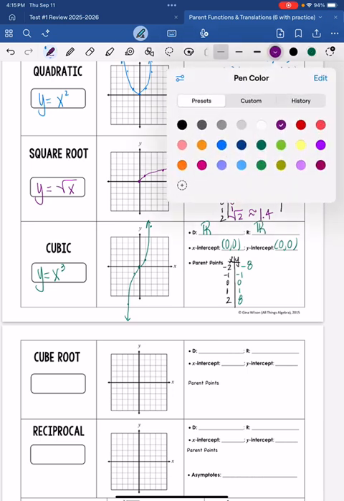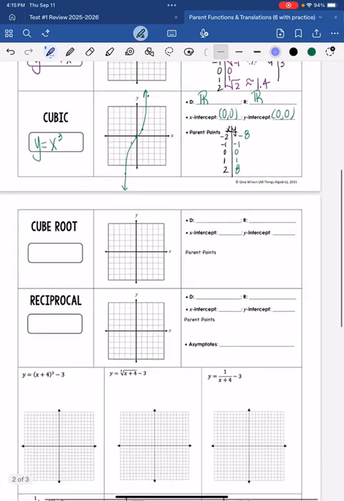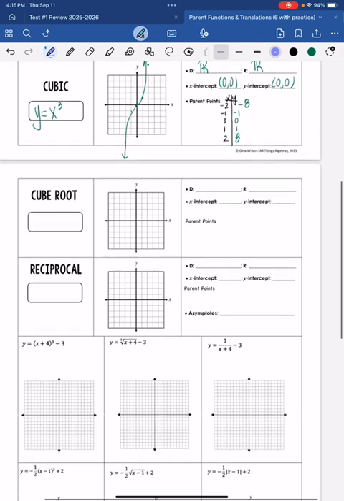All right, cube root actually is going to be an inverse function. So the cube root is the inverse of a cubic. And so we're going to have y equals the cube root of x. All right, here we go. Parent points. Negative 2, negative 1, 0, 1, 2. Cube root of negative 2. It exists. It's some number on my calculator, but I don't know what number it is.